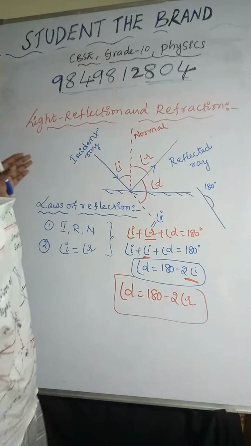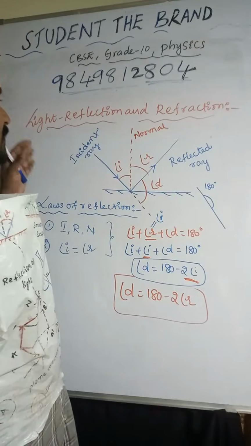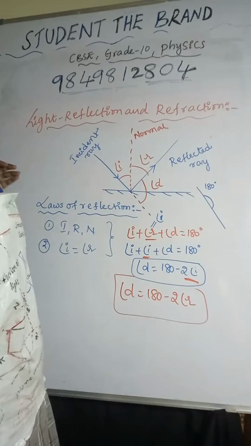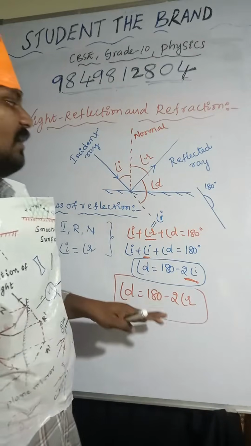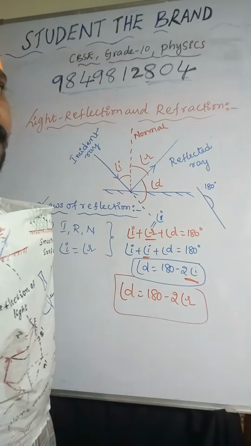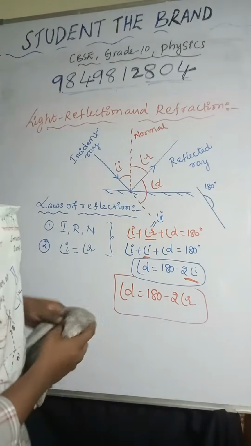So this is about reflection of light, laws of reflection and angle of deviation. I hope it is very clear. Do you have any doubt on this? No. Okay, done.